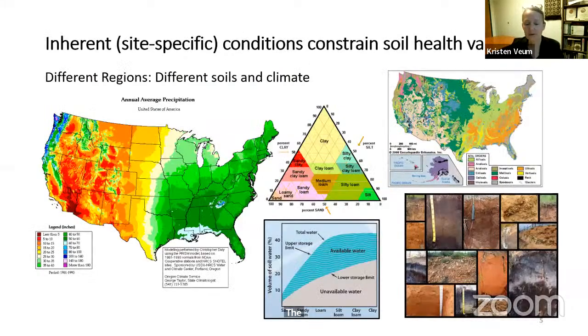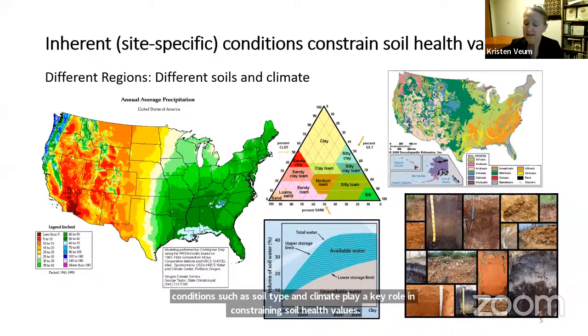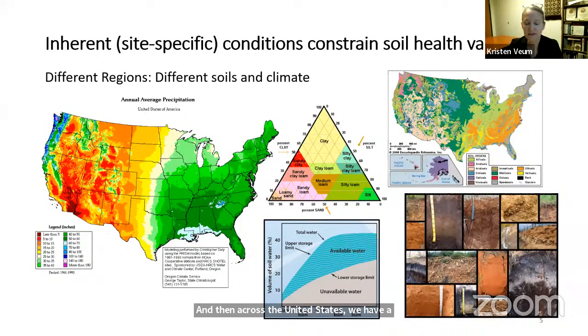But we also know that inherent or site-specific conditions such as soil type and climate play a key role in constraining soil health values. Across the United States, we have a wide range of soils and climate conditions. So if we want to create a continental scale soil health assessment tool, we have to be able to account for these factors. We know that soil health values vary considerably across the United States, even under similar management practices.